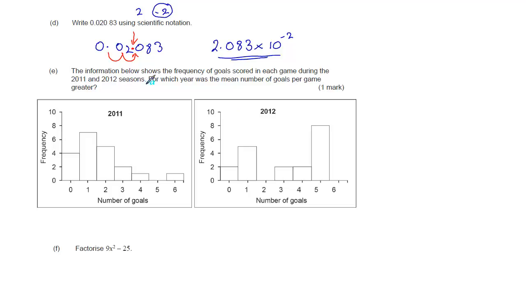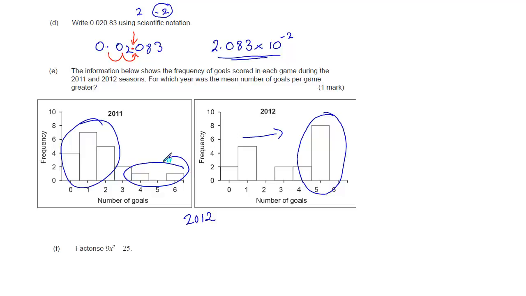The information below shows the frequency of goals scored in each game during the 2011 and 2012 seasons. For which year was the mean number of goals per game greater? Well, if we look here, most of the data is down here, 0, 1 and 2. Where if we look here, we've got a lot of 5s. So I would say that this one is greater, 2012. Here there's not very much data at those larger numbers at all.